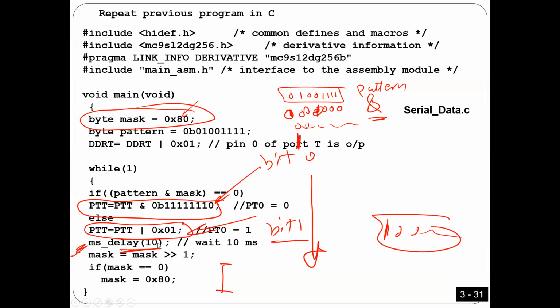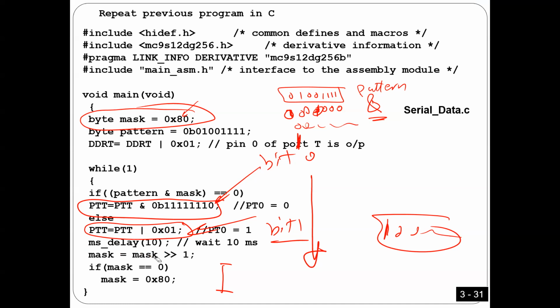So this time in the lab, number 1, instead of port T, you have to make it port B, because on port B the LEDs are connected. Number 2, you have to make the delay longer, 10 milliseconds is too short. So make it like 1 second or half a second so that you can see the pattern.